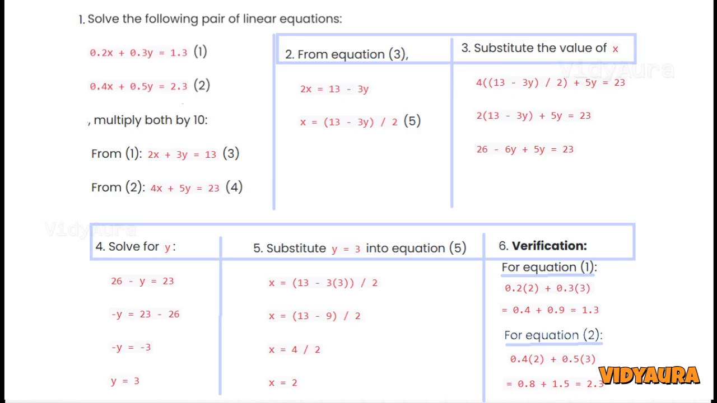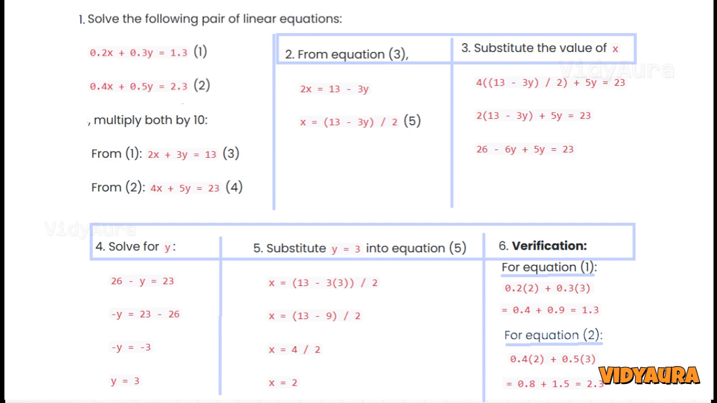All right, let's put this method to work. Now this problem looks a little intimidating with all those decimals, right? But check this out. We can pull a little trick right at the start. Let's just multiply every single piece of both equations by 10. And poof, just like that, the decimals vanish, and we're left with a much cleaner, friendlier system to solve. 2x plus 3y equals 13, and 4x plus 5y equals 23. So much better.